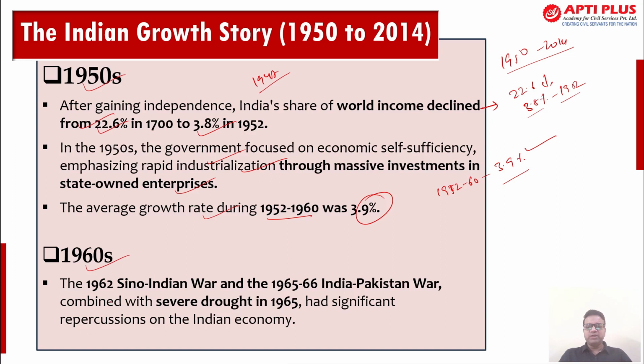Now in 1960 what has happened? We come across the Sino-India War, and in 1965-1966 the India-Pakistan war was there again, and the severe drought in 1965 also led to significant repercussions in the Indian economy. So this has also led to decremental growth, जहाँ पे काफी ज़्यादा Indian economy की progress नहीं हुई.